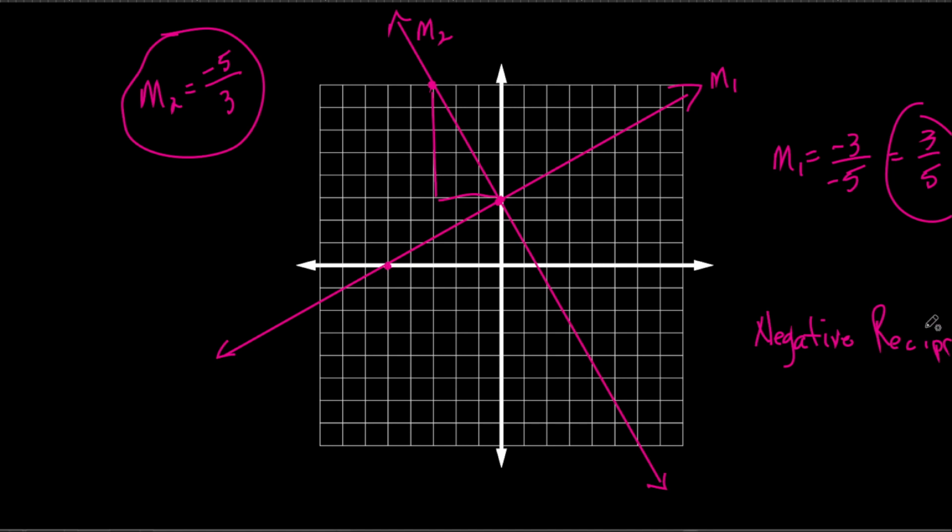Did I spell that right? I think so. Okay, you know what a reciprocal is. We talked about that earlier in the year. You just flip the fraction, and then you just take the opposite sign. When I say negative, it means you take the opposite sign.